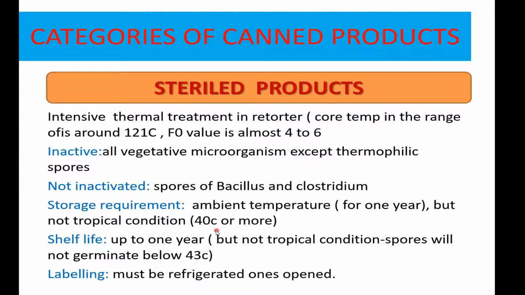You understood that? So if you keep it above 40 degrees centigrade, since our F0 value is only 4 to 6, then there's a chance for the spores not to get destroyed. So there's a chance for the spores to germinate.